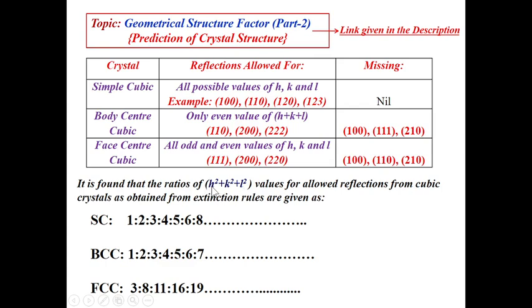So first we have to calculate the HKL values of simple cubic. The first possible HKL gives H square plus K square plus L square equal to 1. From the second one, we are going to get 2. So if the ratio is like this, then we can say that this will be the simple cubic. And this H square plus K square plus L square is directly related with your d-spacing.